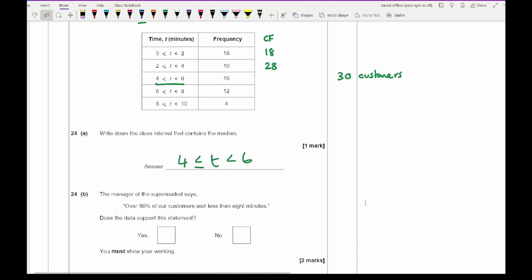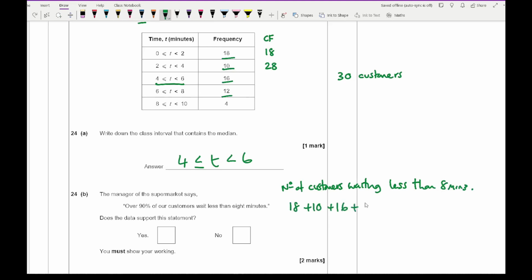The question then says the manager of the supermarket says that over 90% of the customers wait less than 8 minutes. Does the data support the statement? So in terms of the number of customers waiting less than 8 minutes, well, that's going to be these numbers added together. So it's going to be 18 plus 10 plus 16 plus 12. And if I type that all into my calculator, I get an answer of 56.